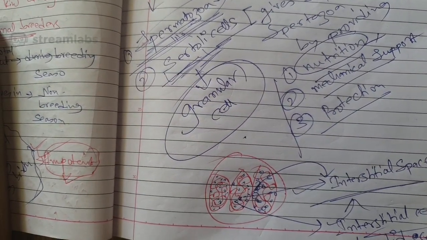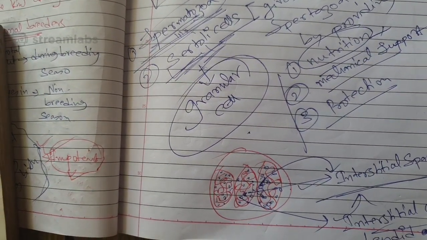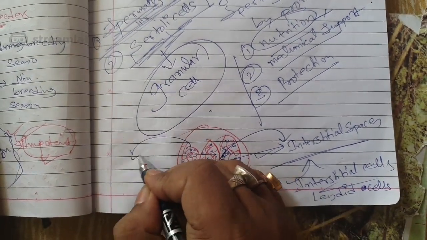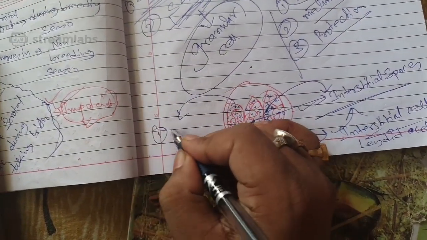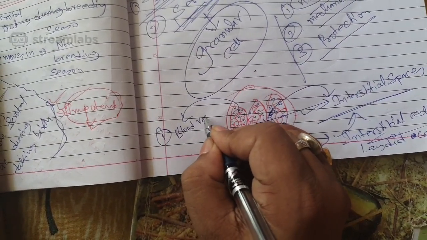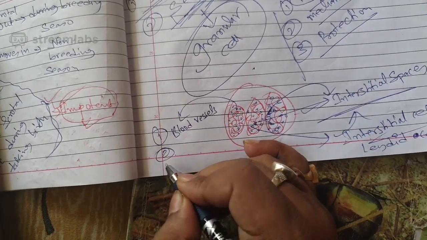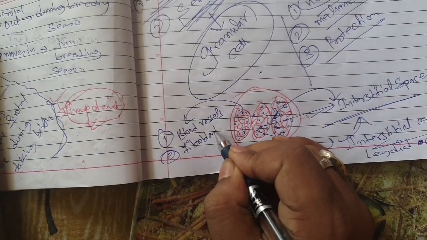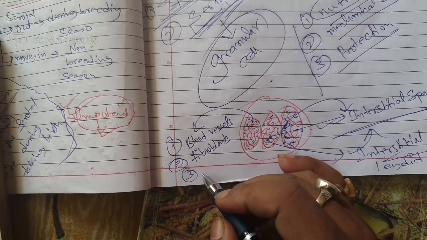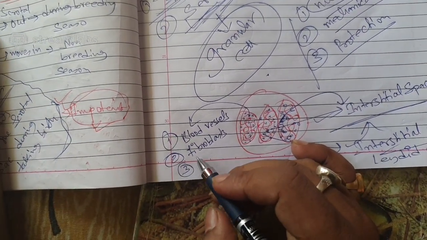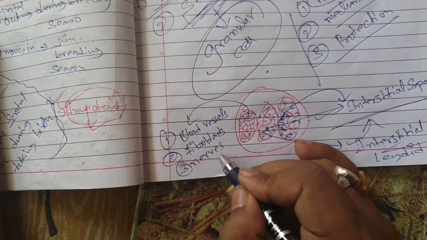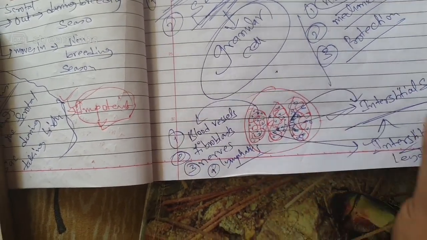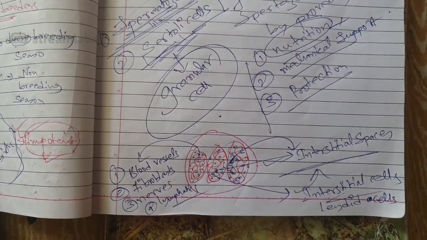Not only the Leydig cells are present in the interstitial space, there are also, number one, blood vessels. Number two, there is the presence of fibroblasts. Number three, there is the presence of nerves and lymphatics. I hope that you understand this particular thing.